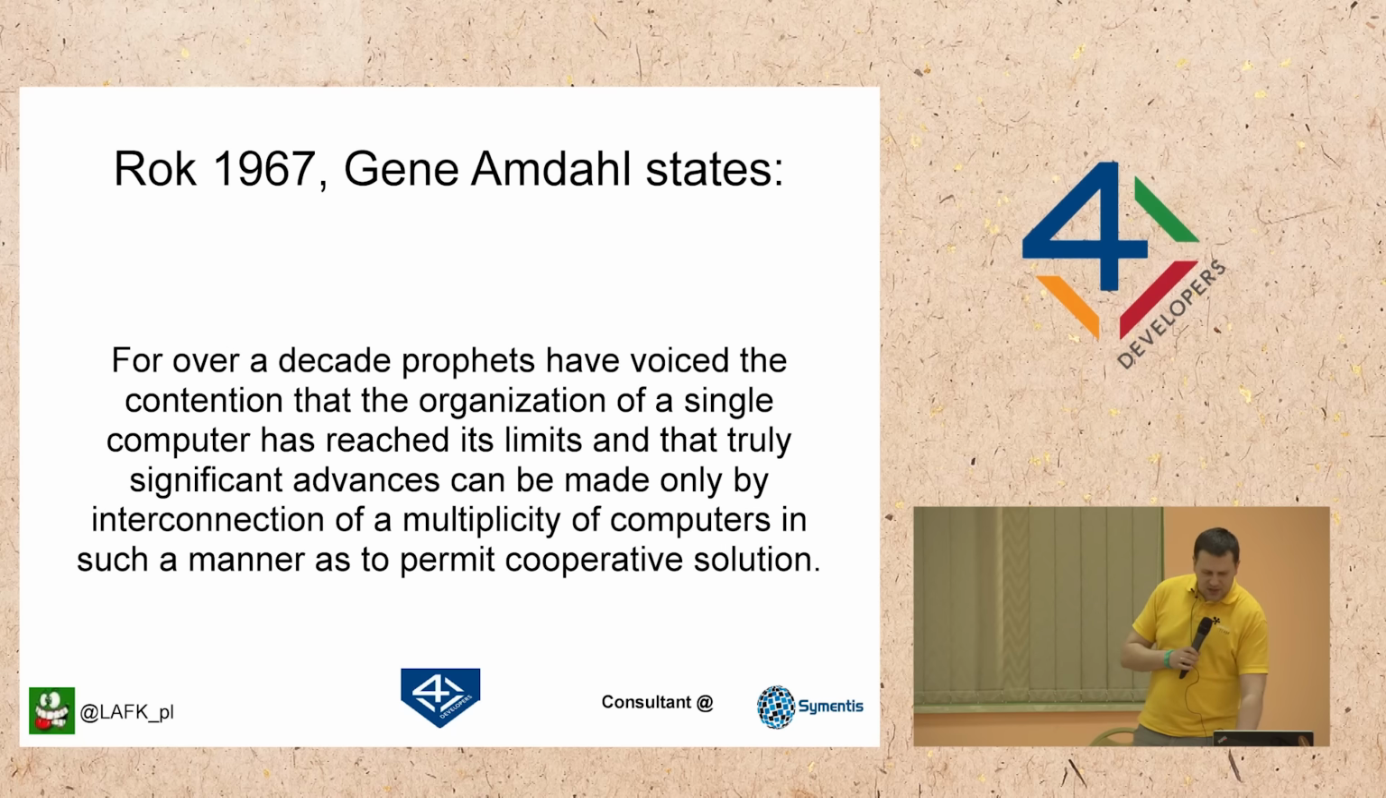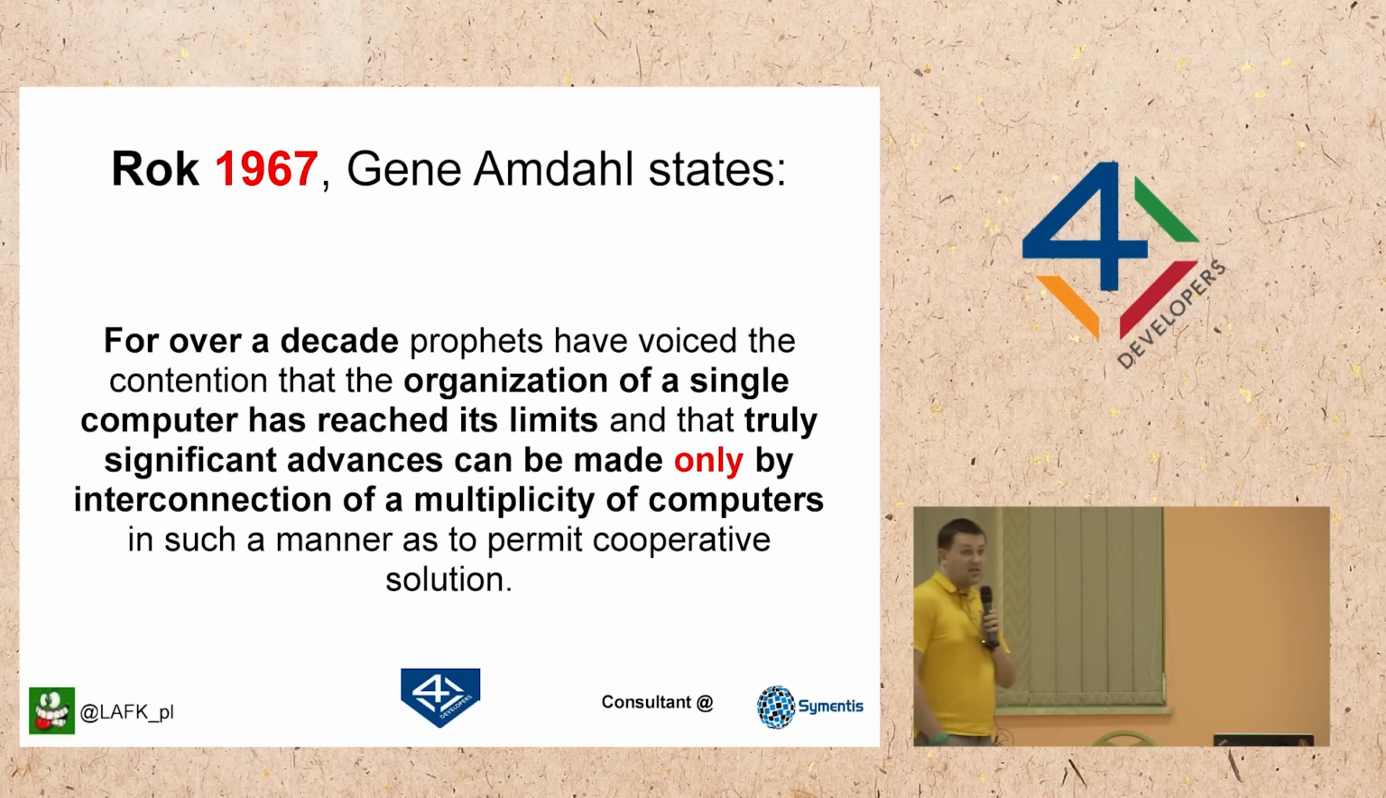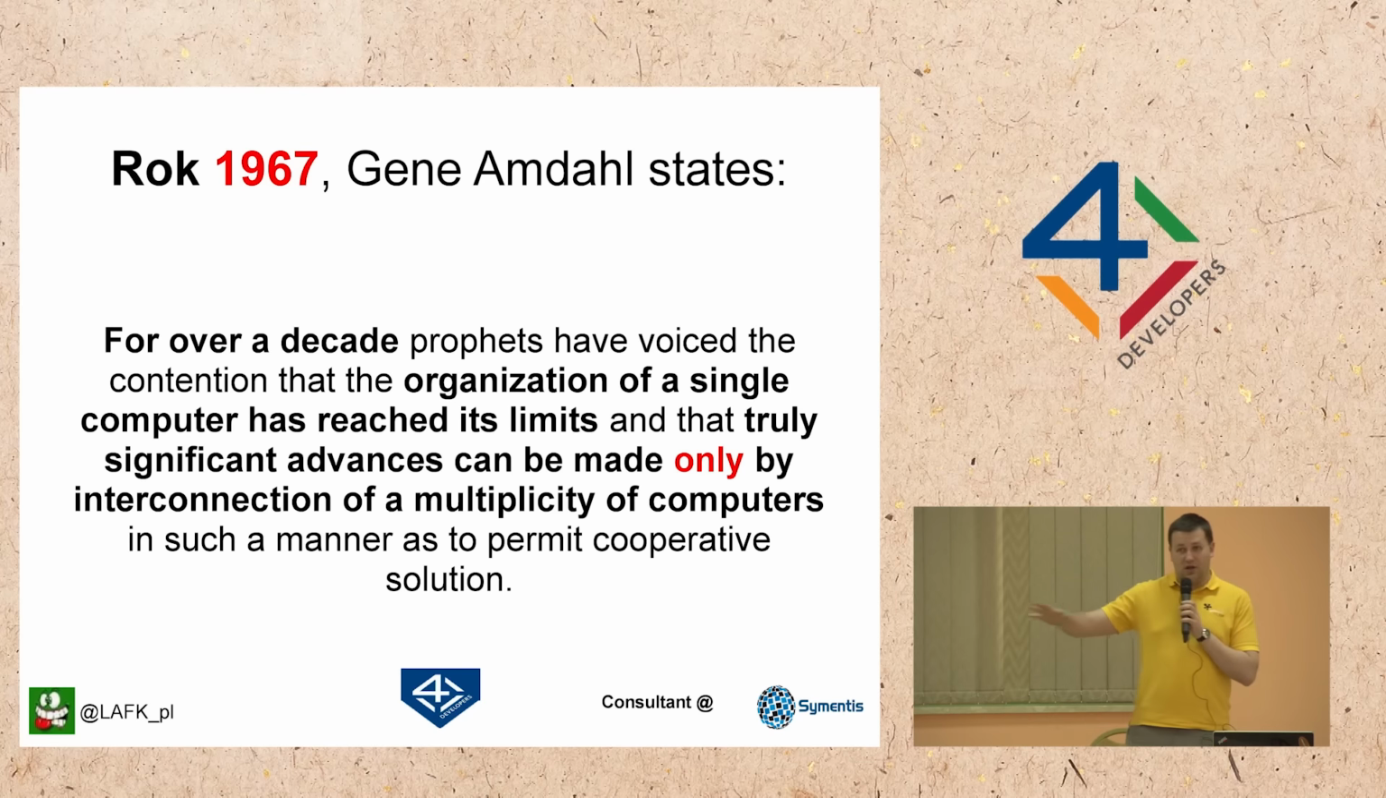What is interesting is that in 1967, when he formed that law, he wasn't actually arguing in favor of multi-core processing. That's actually rather omitted, but take a look. In 1967, for over a decade, people had already been voicing that single-threaded processors and single-threaded programming were at their limits. In 1967. And that only by making parallel multi-computing machines can we actually gain anything. Yeah, sure.